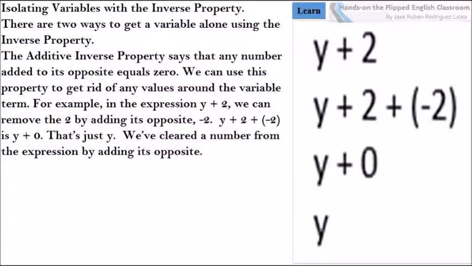Isolating variables with the inverse property. There are two ways to get a variable alone using the inverse property. The additive inverse property says that any number added to its opposite equals 0. We can use this property to get rid of any values around the variable term. For example, in the expression y plus 2, we can remove the 2 by adding its opposite, minus 2. Y plus 2 plus, minus 2, is y plus 0. That's just y. We've cleared a number from the expression by adding its opposite.